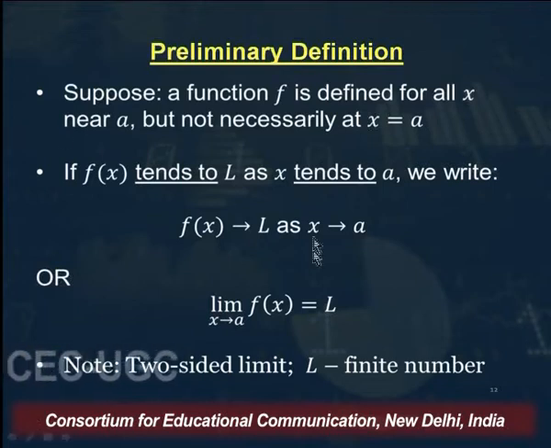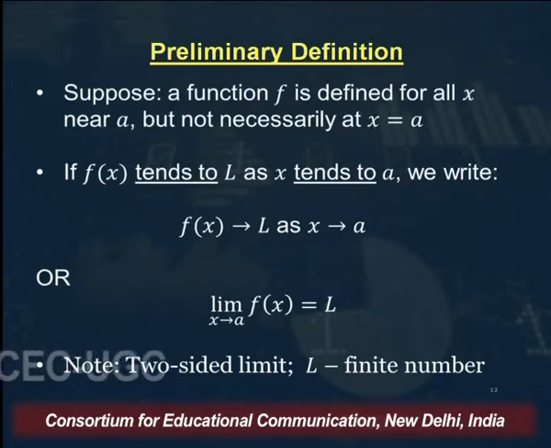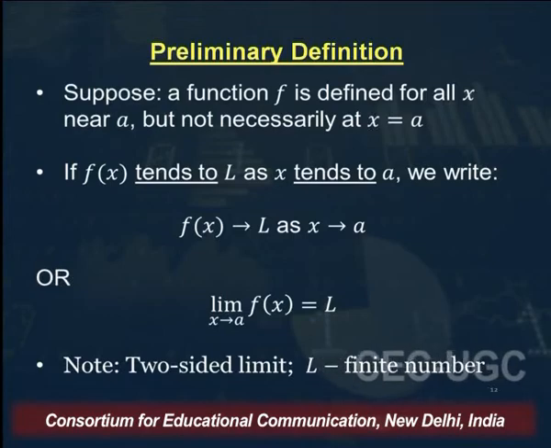So let us suppose we have a function f which is defined for all values of x near this point a, but not necessarily at a. As I just said, in the first example, where we were interested in the behavior of the function around x equal to 3, the function was defined. But in the second example, the function was not defined at x equal to 5. So that was our a: a in the first example was 3, a in the second example was 5. The function may or may not be defined at x equal to a, but it is defined for all x near a, right?